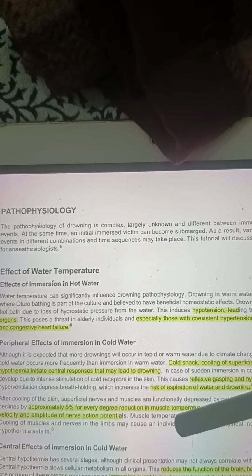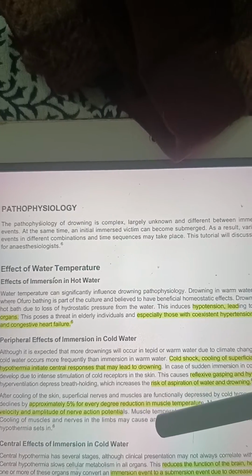And approximately 5% muscle performance will decrease with every degree reduction in the muscle temperature, and muscle action velocity and amplitude of nerve action potential also will decrease. A muscle temperature of 5 to 15 degrees may lead to peripheral nerve blockage also.